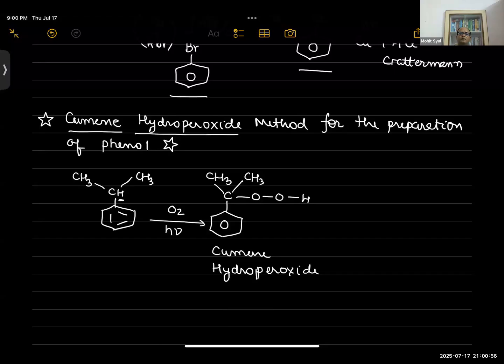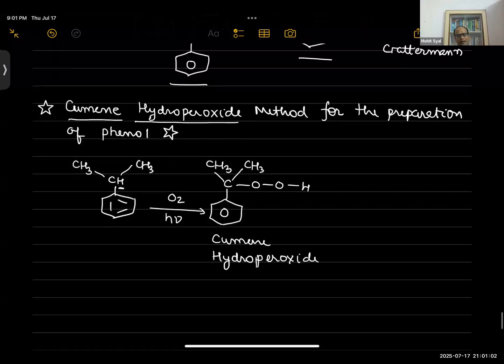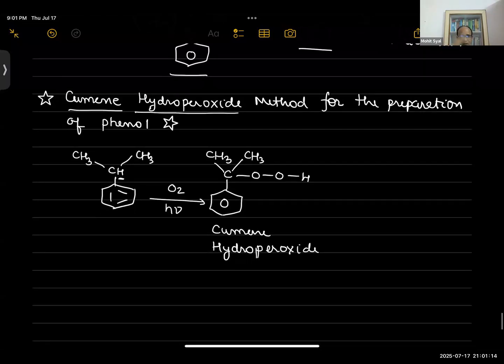Yes, sir. So you need to take isopropyl benzene and react it with oxygen in the presence of heat or light. You will end up with cumene hydroperoxide. Okay, now what to do with it? We were not aiming at hydroperoxide. We were trying to make phenol. So how to get that phenol?